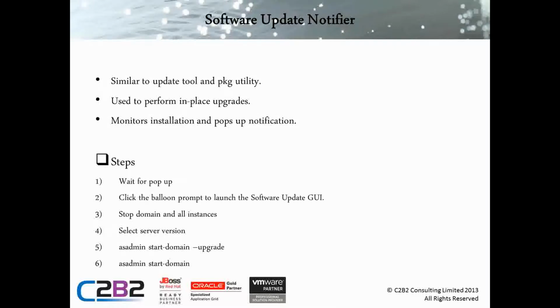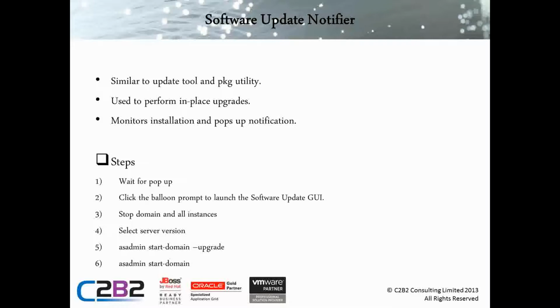Next, we move on to the software update notifier utility. This is very similar to your update utility. It enables you to perform an in-place upgrade again. The software notifier is actually distributed as a configuration option in your installation. If you install it and enable it, it monitors your installation, and then it pops up a notification balloon when updates or upgrades are available for your product.